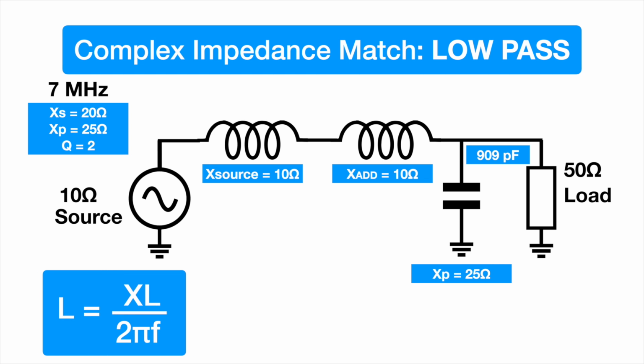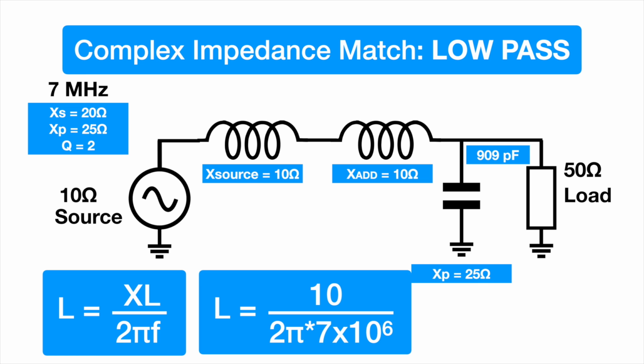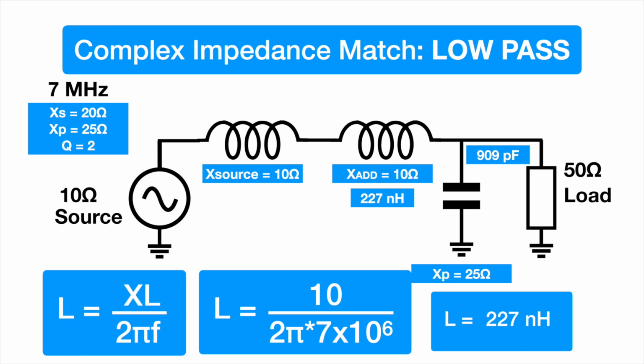And if we do the calculation, that will give us 227 nanohenries. So that will be the value of the inductor that we will put in. And this is known as the absorption method. Remember, this inductor here doesn't exist in reality, it's part of the source. Instead of putting in 20 ohms of series inductive reactance to make this work, we're still putting 20 in actually, but we're only adding 10 ourselves because 10 is already in the source.